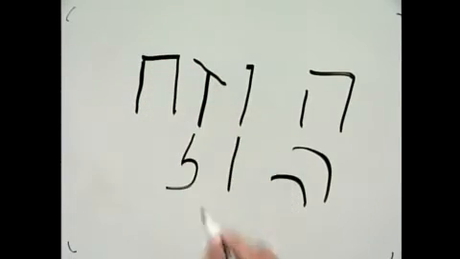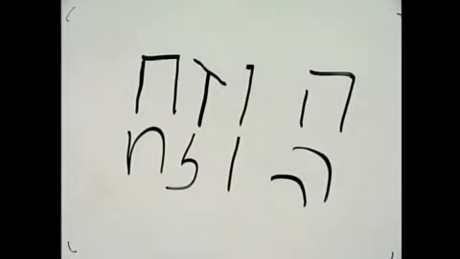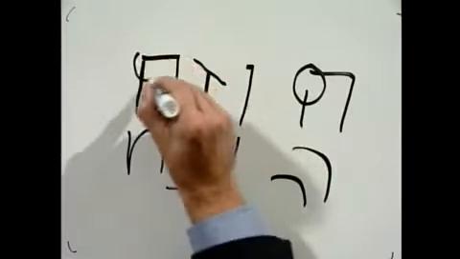The next letter is called chet. It's really a sort of a rough breathing of an H, a ch, and it looks like that in the printed. And when we write it in cursive, it's almost like writing an N in English. And so this is the chet. Now you want to be careful to distinguish between the hey and the chet.